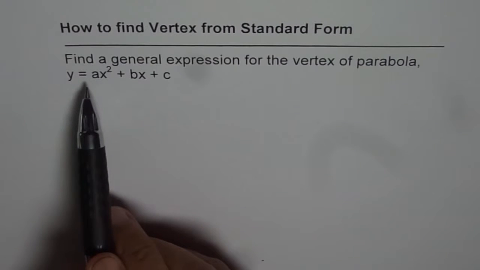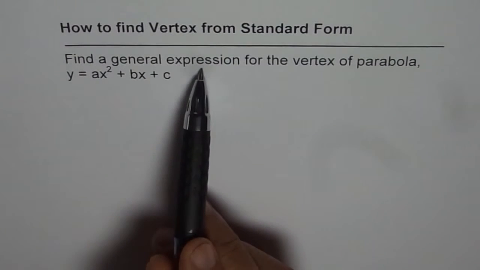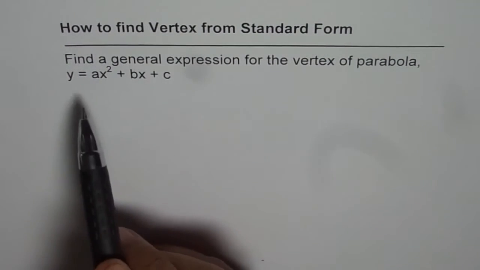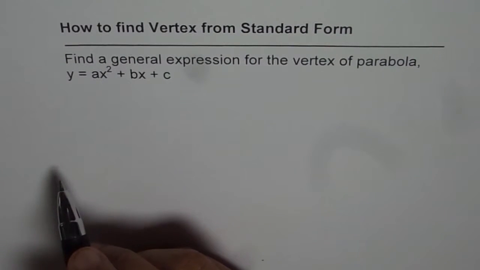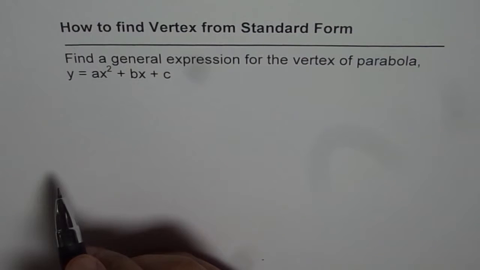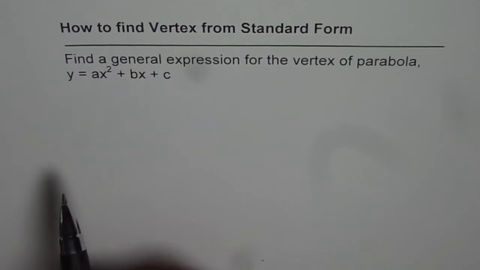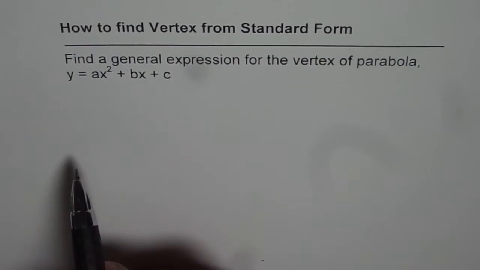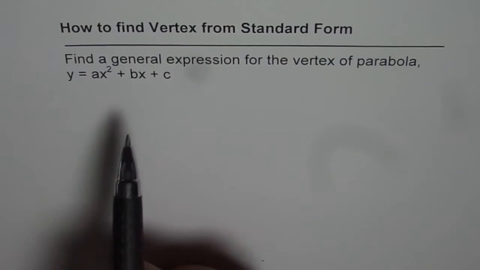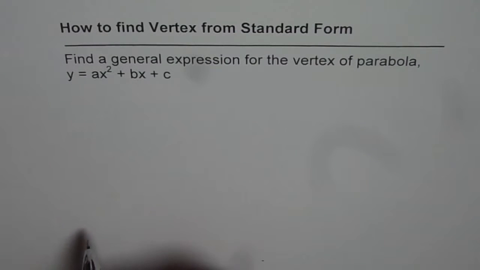So the question here is, find a general expression for the vertex of the parabola y equals ax squared plus bx plus c. The solution to this problem lies in completing the square. If you complete the square, you can write this equation in vertex form, and thereby you can find the value of the vertex. Those of you who know it can pause the video, try it, and then check with my answer.